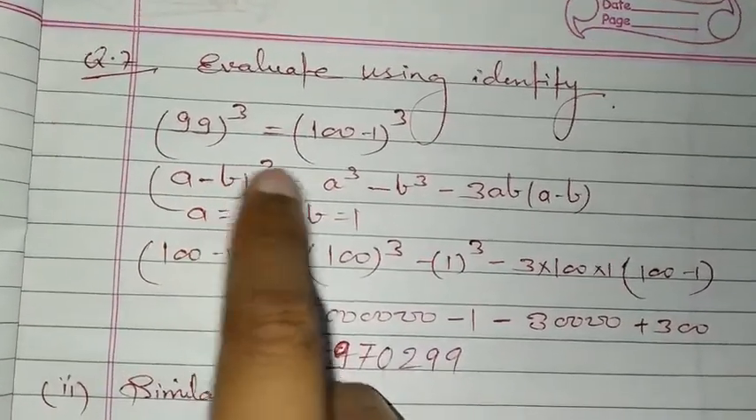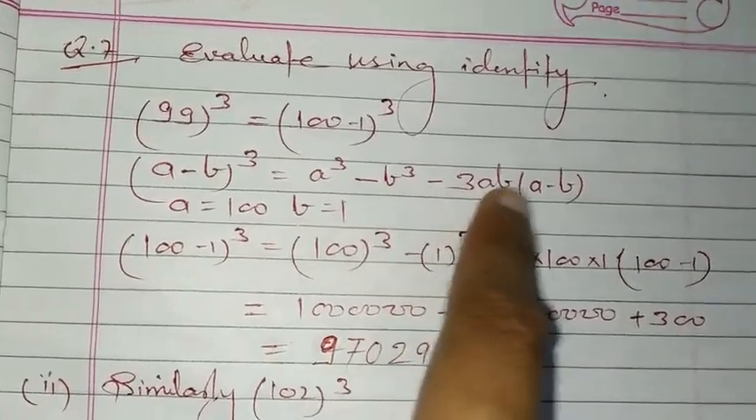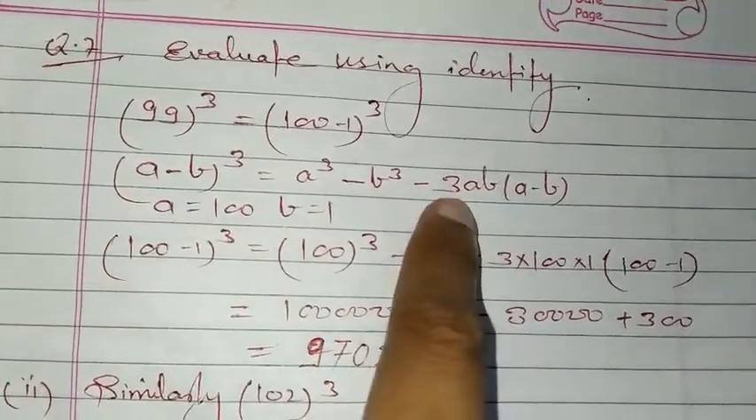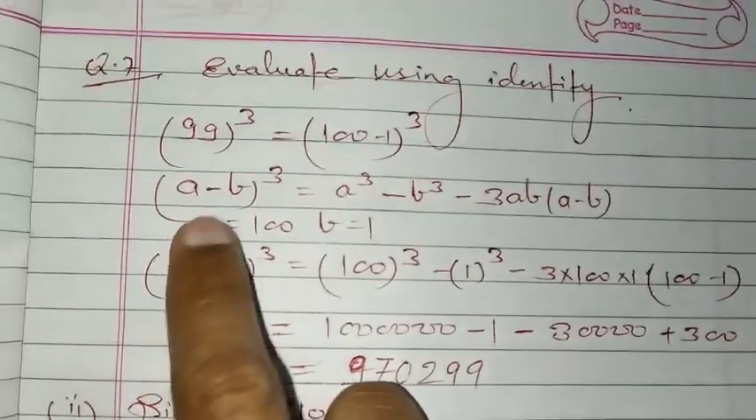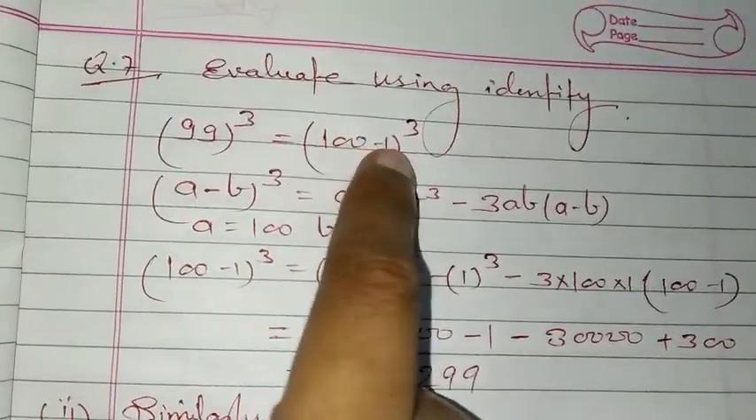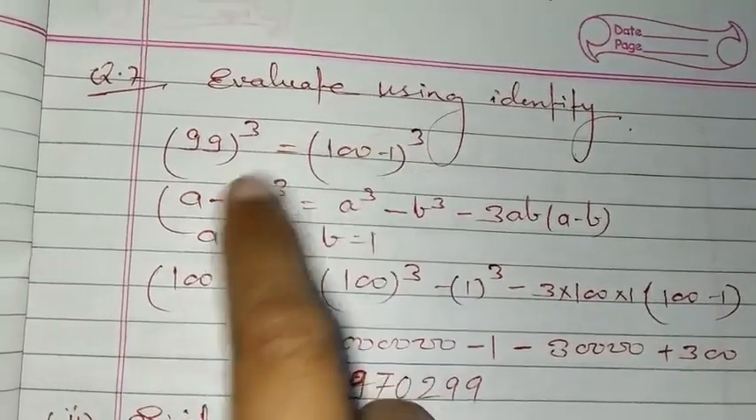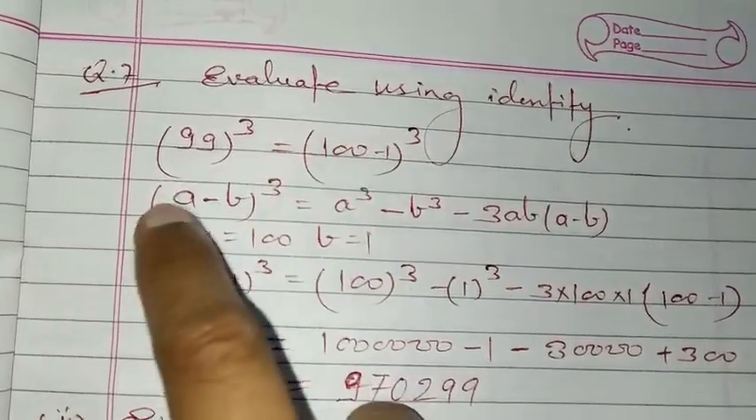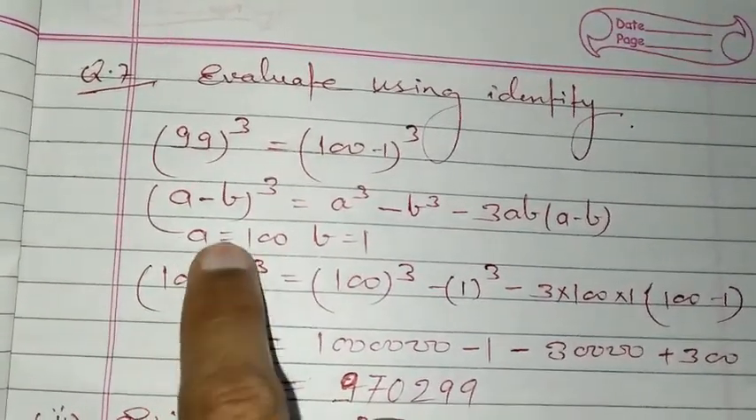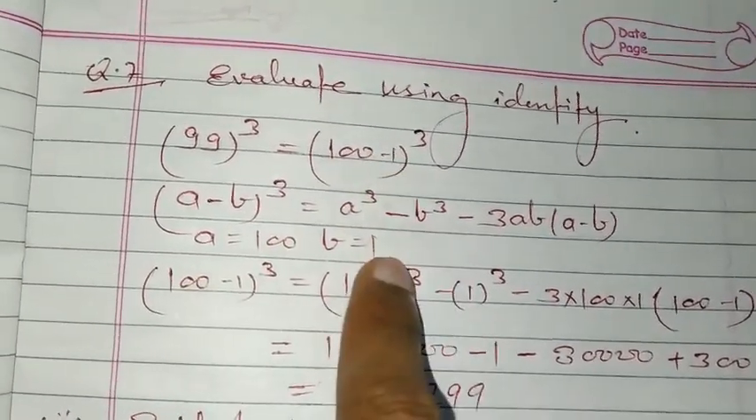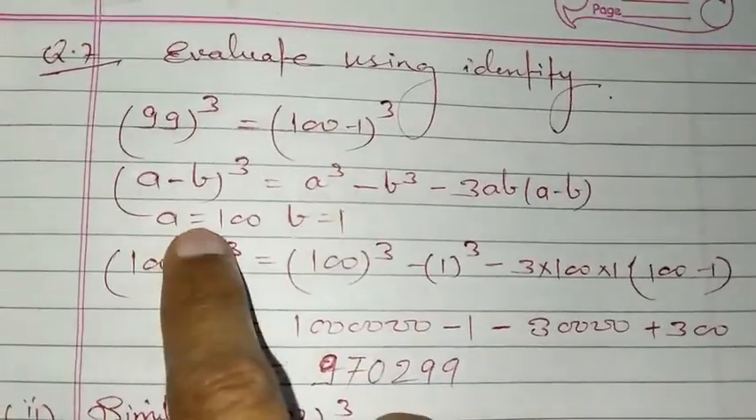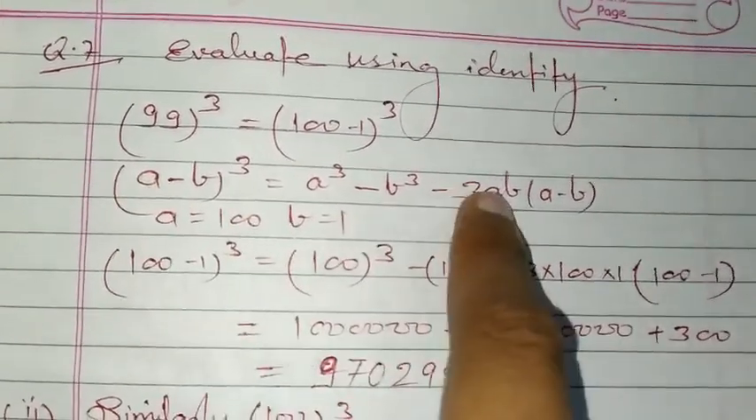A minus b whole cube equal to a cube minus b cube minus 3ab into a minus b. This identity you know already. I told you. Here if you compare this term 100 minus 1 whole cube with a minus b whole cube, then you will find a equals 100 and b equals 1 here. And now put the values of a and b in this identity.